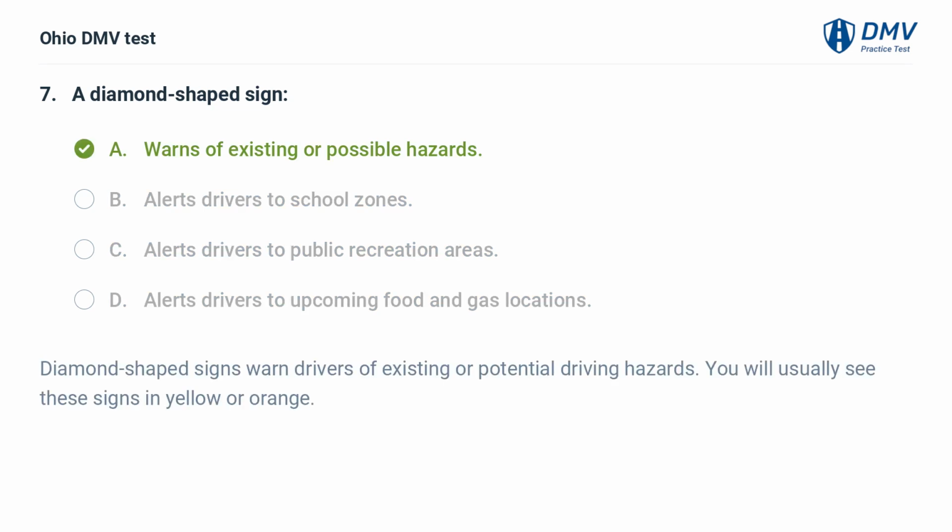A. Warns of existing or possible hazards. Diamond-shaped signs warn drivers of existing or potential driving hazards. You will usually see these signs in yellow or orange.